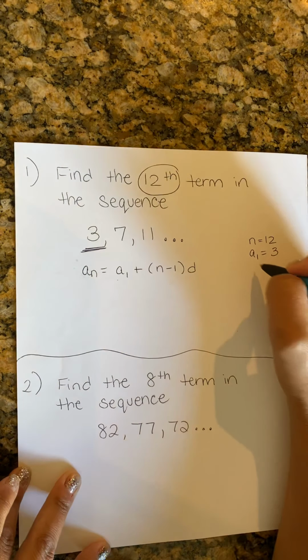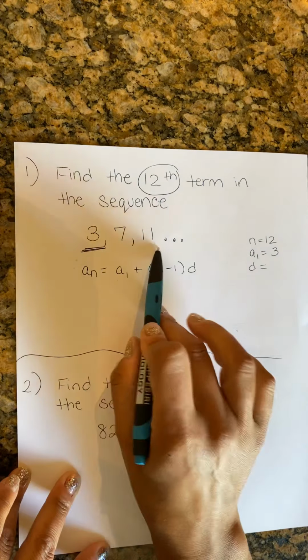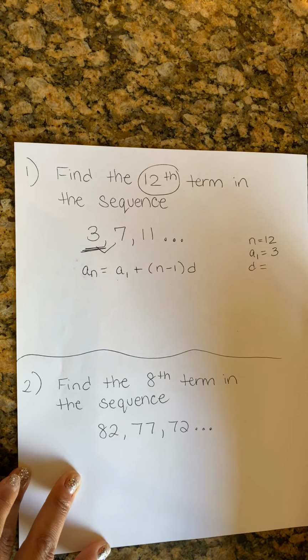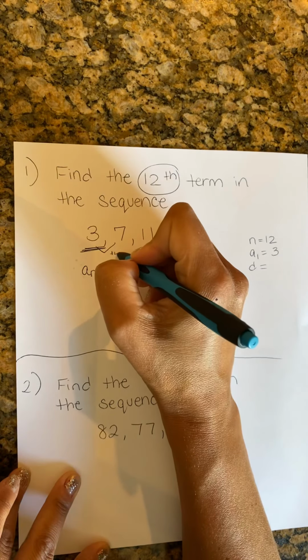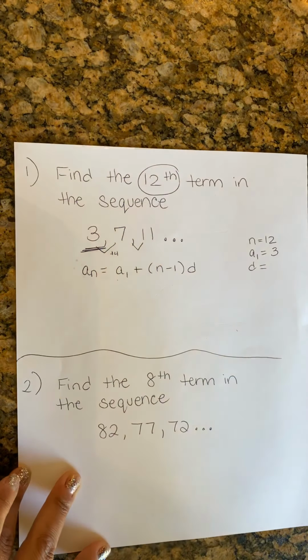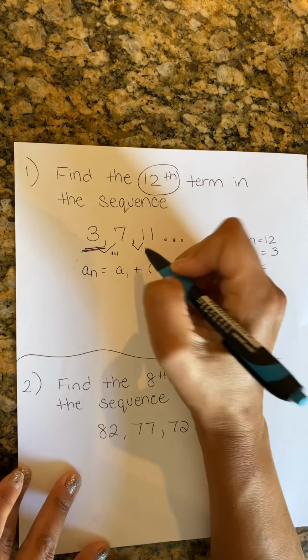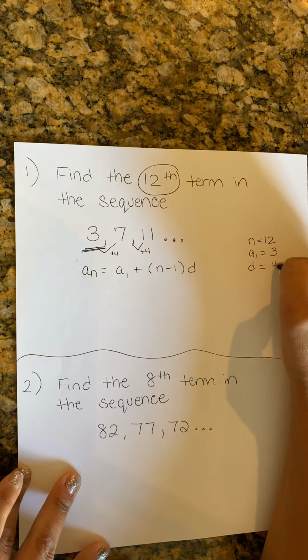Okay, and then the only other thing we need is our common difference. So yes, you need to figure out what you're adding to get to the next term. So how do I get from 3 to 7? 3, 4, 5, 6, 7. I'm adding 4. Again, always double check to make sure the next ones follow the same sequence. So 7, 8, 9, 10, 11, we are adding 4. Therefore, our common difference is 4.